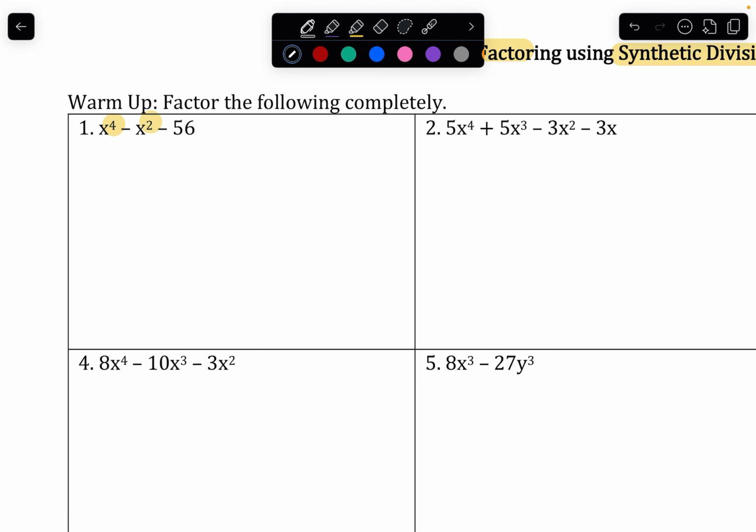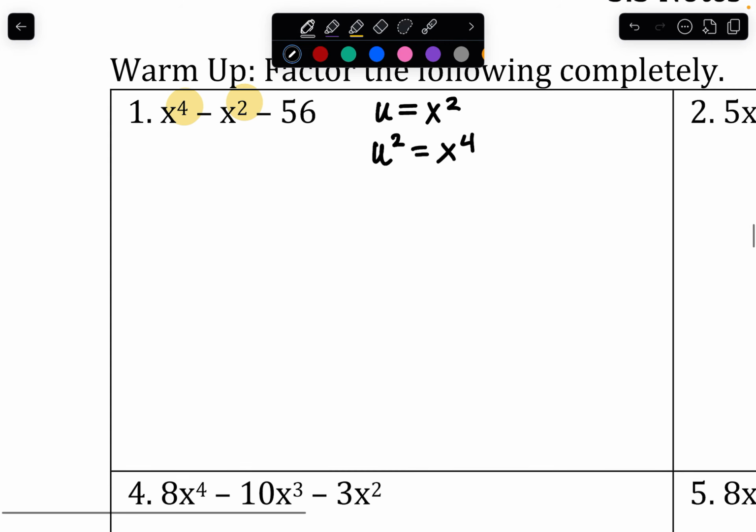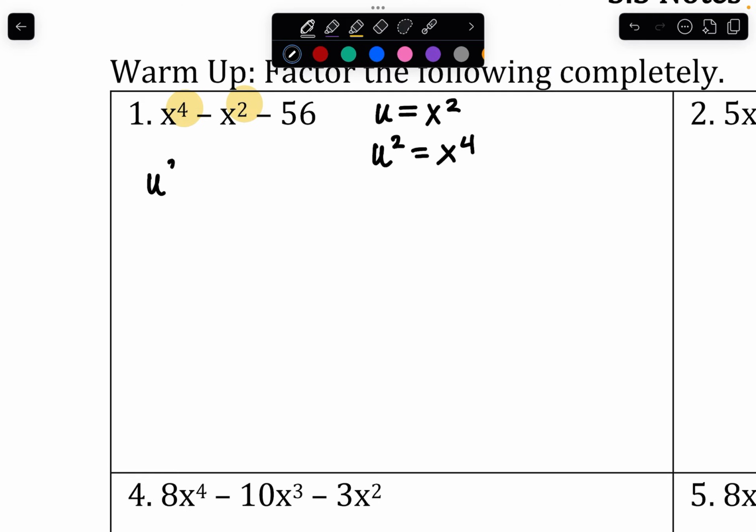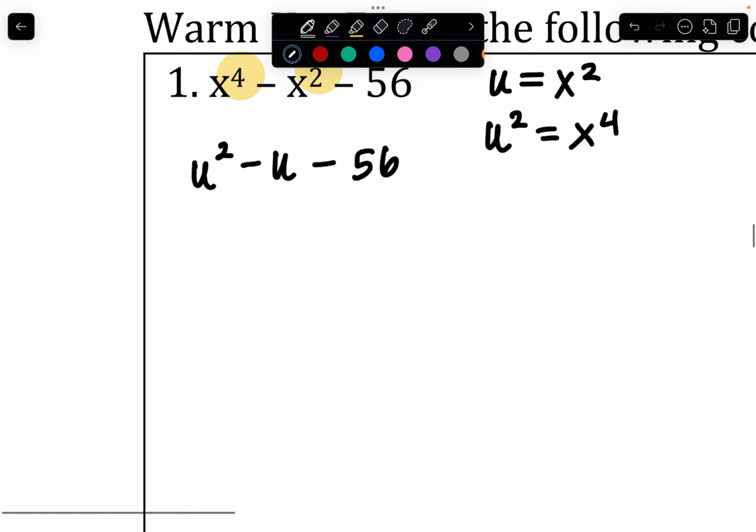Since that's a 2-to-1 ratio, I know I can use u substitution with u equals x squared, because then u squared would be x to the 4th. Okay, and so I can replace x to the 4th with u squared, x squared with u, and then I just have a quadratic to factor.